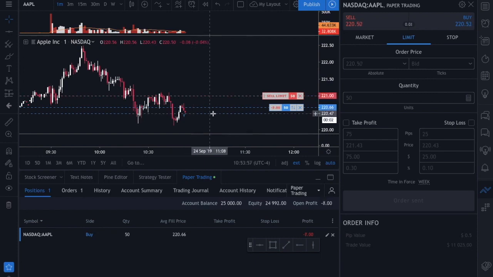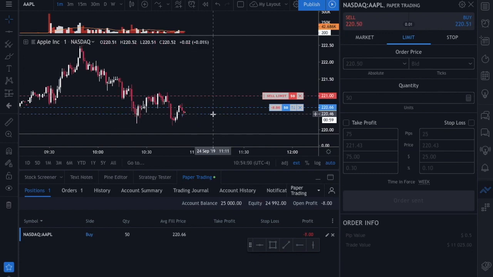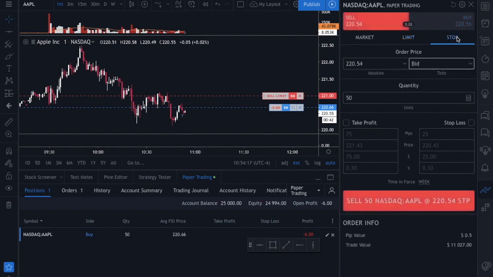Now, let's say that I'm in this position right now, and I want to protect my losses. All right, so I want to sell if the price gets down to 220. If the price goes down to 220, I want out because I want to limit my losses. Well, this is where a stop loss order is going to be. So I click on stop, and I have to specify the price. It's kind of like a limit order, but once it executes, it's actually going to turn into a market order. All right, so I click stop. I want out at 220, 50 shares.